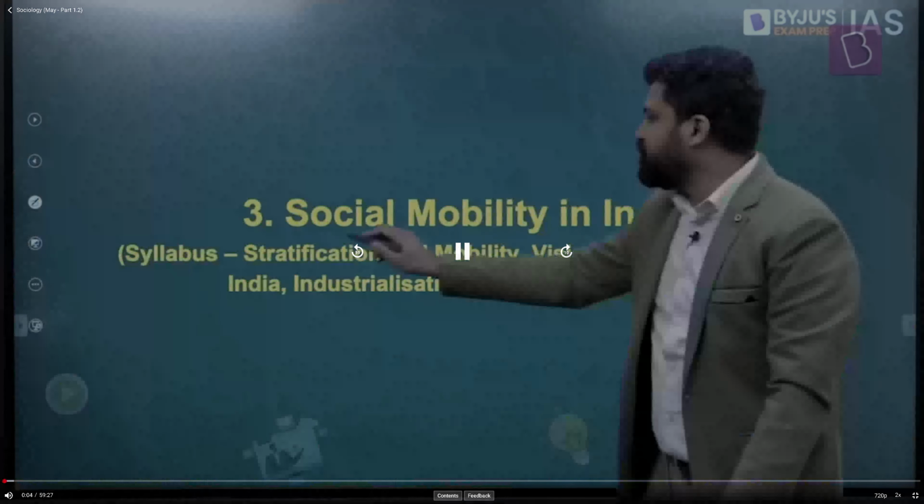Now, let's move to India. We have been talking about theory. Let's look at the application. Where does India stand in terms of social mobility? There was one study, the Global Social Mobility Report. According to it, India ranks among the bottom in terms of social mobility. Out of 82 countries, India is at 76th position.